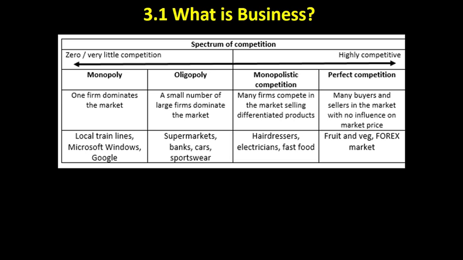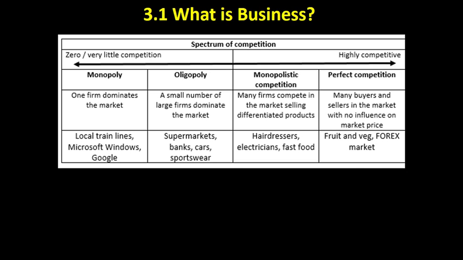Some examples of those firms that are monopolies would be local train companies. You don't really get a choice of which train company runs your local train service in the UK. Google are really the only search engine that I use. I'm sure there are a couple of others out there, but they've got a large degree of monopoly power. An oligopoly is when a small number of large firms dominate the market. An example of that would be the supermarket industry, the sports clothing industry, Nike, Puma, Adidas, the car manufacturers, UK banks, all examples of oligopolistic markets where a small number of large firms tend to dominate the market.